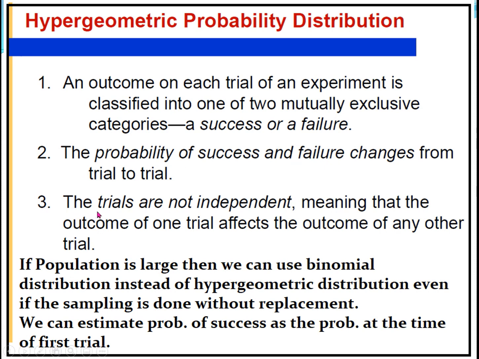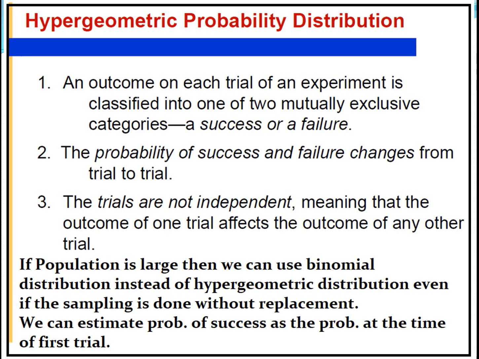And then the third one was interlink. As I said, in different marathons, the composition of participants is linked with what happened in the previous marathon. So the trials are not independent. So these are the 3 assumptions under which hypergeometric distribution is applicable. Now one interesting point is that if the population is very large, then we can use binomial distribution instead of hypergeometric.